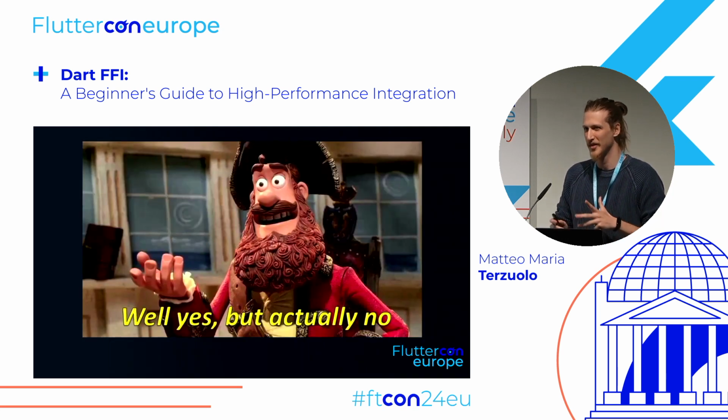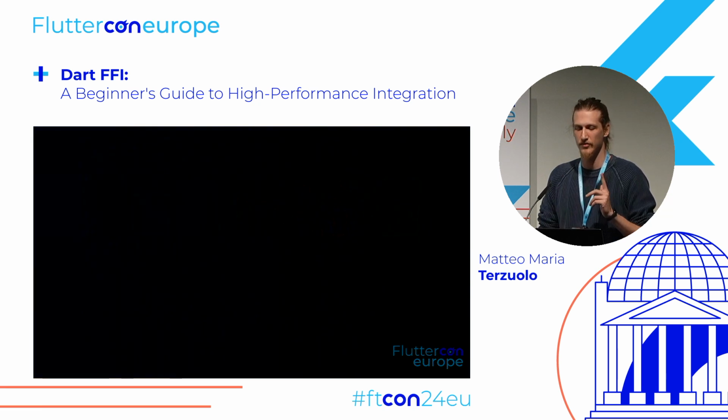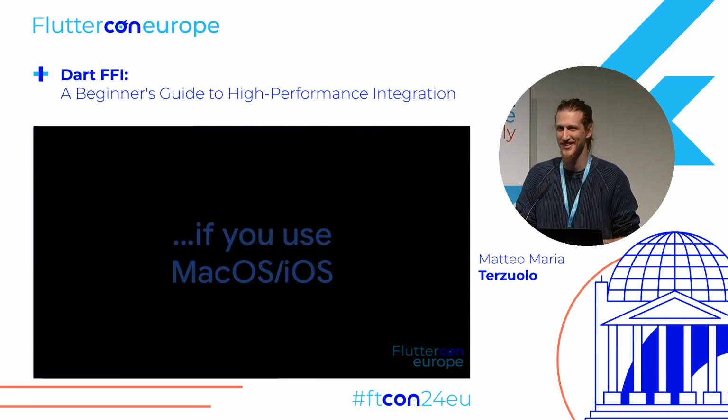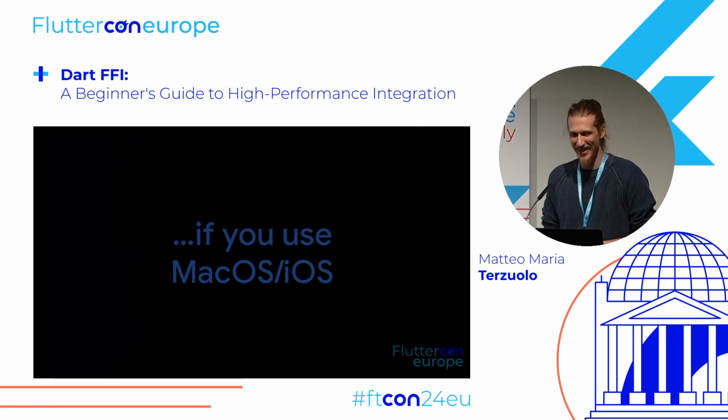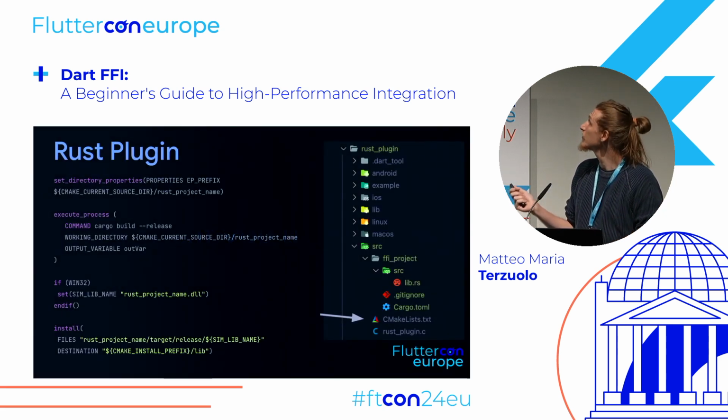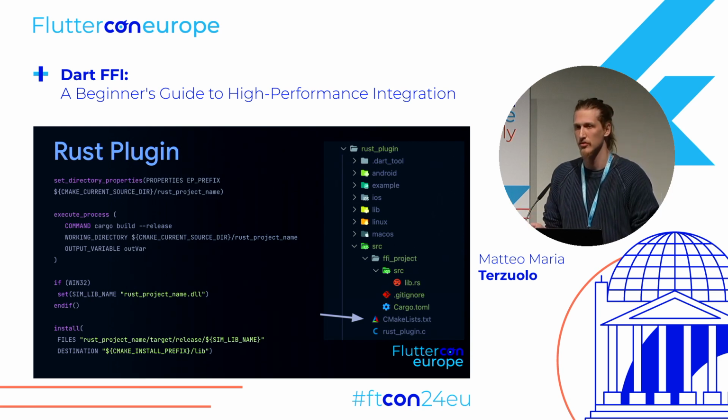Yes, but not exactly, because if you have macOS or iOS, it's not finished. Because C is bundled by default, but the CMakeLists file that we saw earlier is not used on macOS and iOS. So that part that is going to build our cargo project, in case of Rust, but it's the same thing with all other languages, is not going to be run when we build our application. So we need to build our library by ourselves and link it to our app.